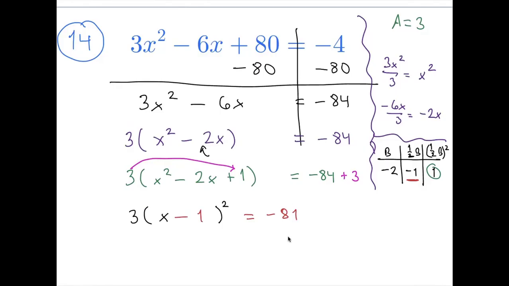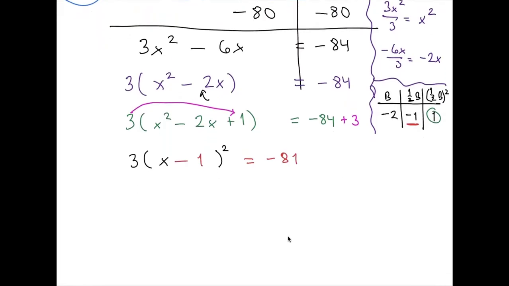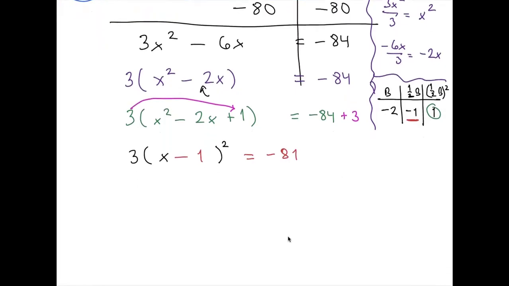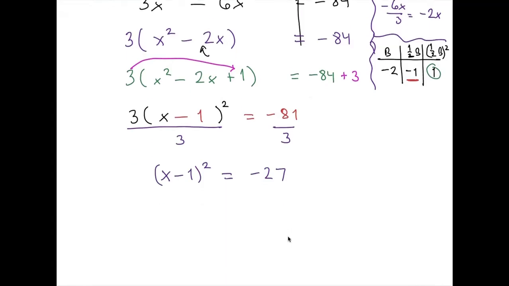So now the next thing we're going to do is get the squared by itself. We do that by simply dividing both sides by 3. So divide each side by 3. That means we're going to have x minus 1 squared equals, then we have -81 divided by 3, which is -27. And so we do have the squared now by itself. And so that means that we need to get rid of the squared. We'll do that by square rooting, which is a form of dividing, but we are going to square root.